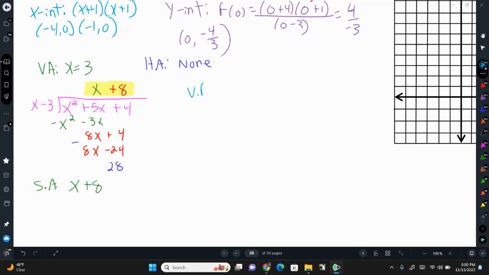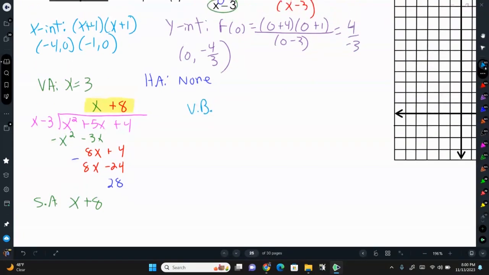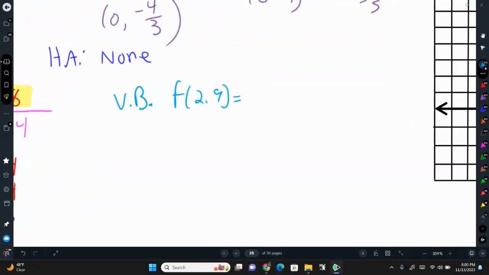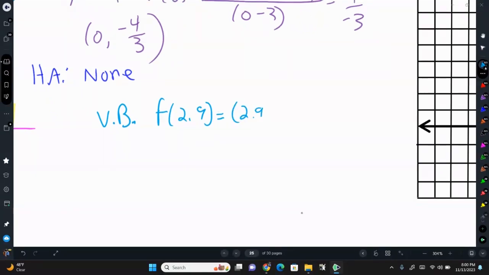Vertical behavior. All right, our asymptote is at x equals positive 3. So we're going to do f of 2.9. And that will give us 2.9 plus 4 times 2.9 plus 1 over 2.9 minus 3. So the numerator is going to be positive because we just have addition and we're adding a positive 2.9. The denominator is going to be negative because 2.9 minus 3 gives us a negative value.